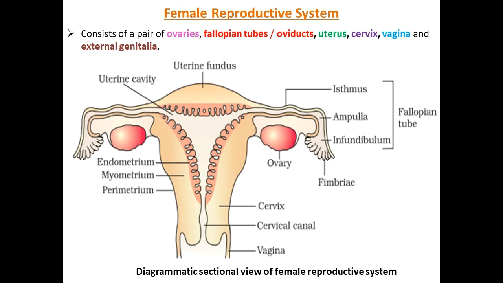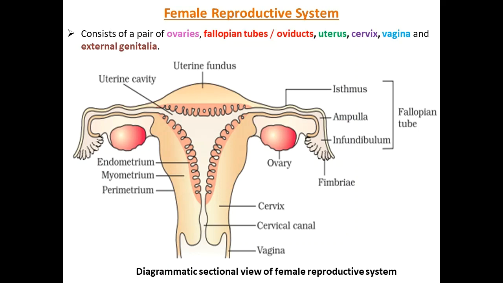The female reproductive system is present in the pelvic region, pelvic stands for the hip region, and the main primary sex organ of the female is the ovaries. Just repeating, the structures we are going to take up are the ovary, oviduct, uterus, cervix, vagina, and external genitalia.